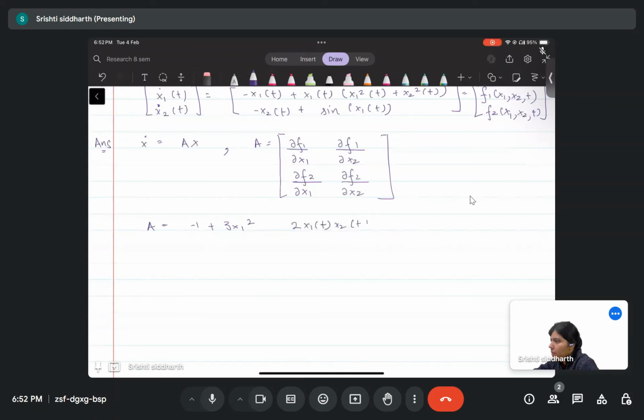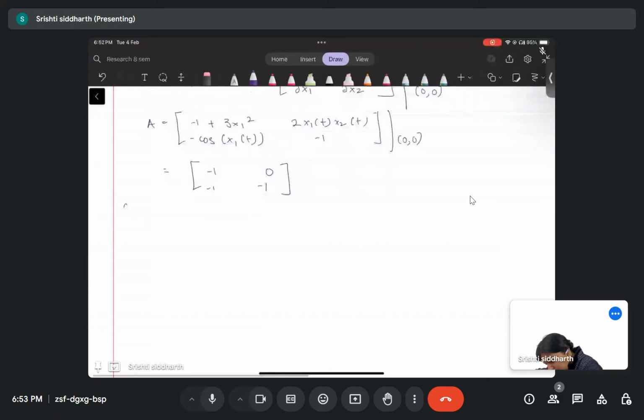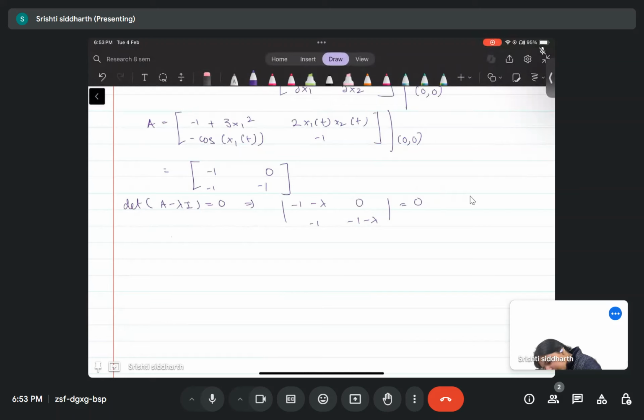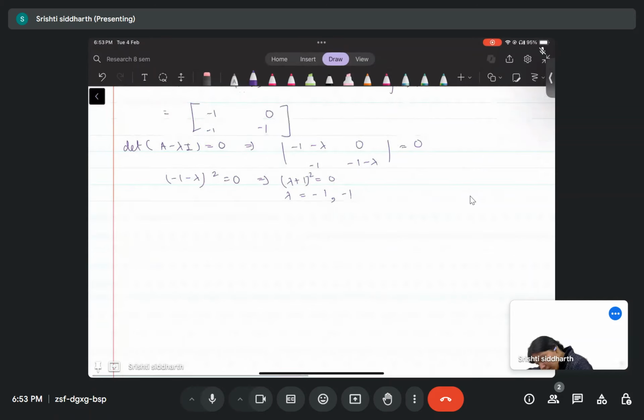Okay, so we'll talk about the eigenvalues of these things. So determinant of A minus lambda I equals 0, and minus 1 minus lambda, this should be 0. Now, repeated eigenvalues with negative real parts. So in the sense of the linear system, the system is asymptotically stable.